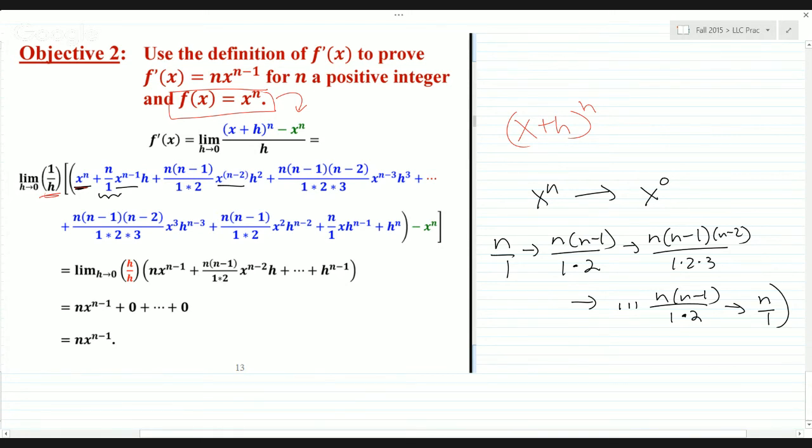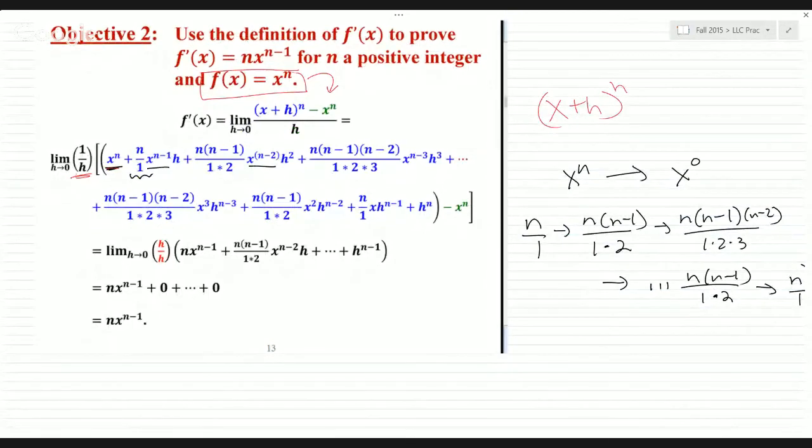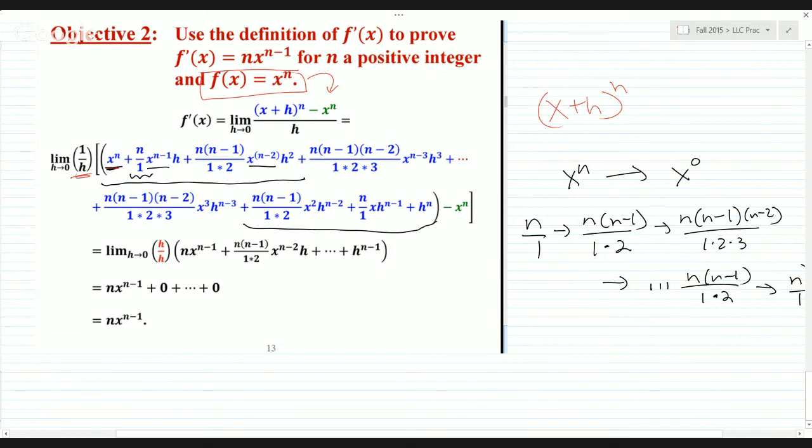When you have to prove this, you won't need to write down everything. If you just go up to the first 3 terms, and the last 3 terms here, you should be good.